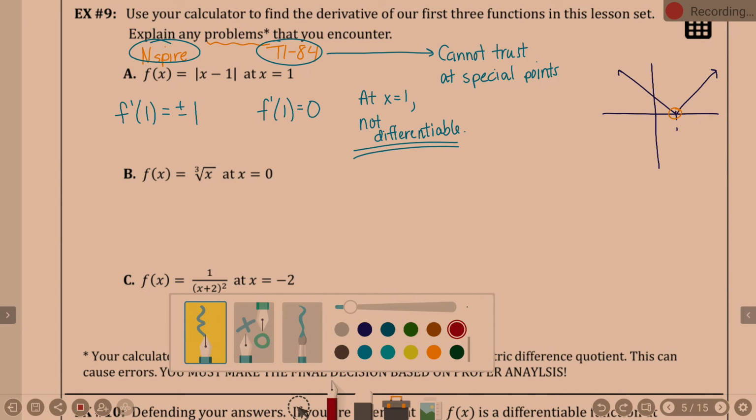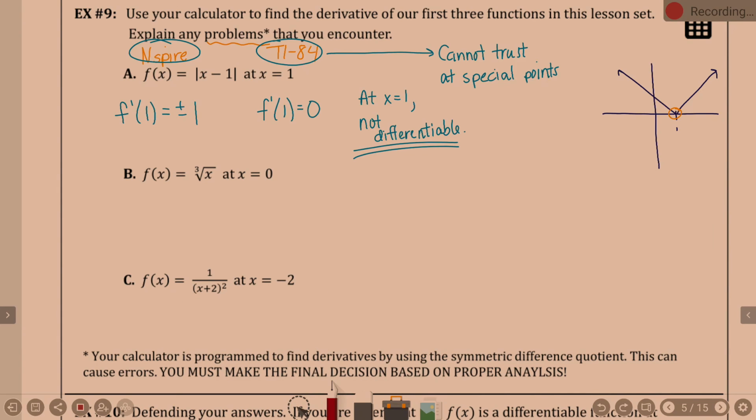Okay. Next. Excuse me. Okay, try your next one. The derivative of the cube root of x at x equals 0, according to your calculator, is?